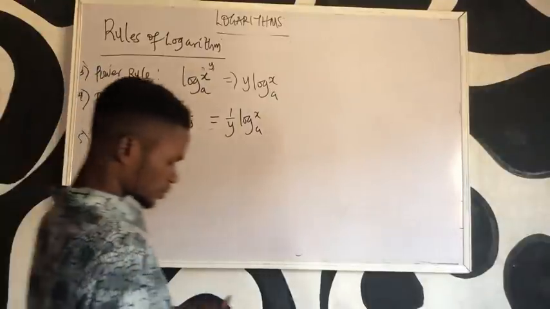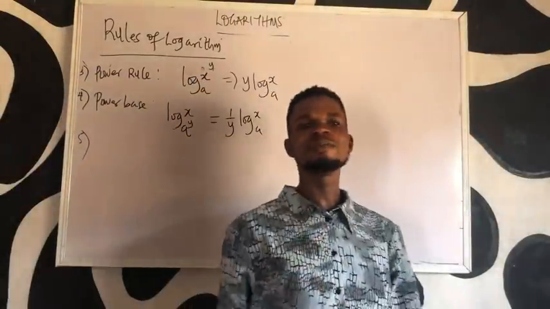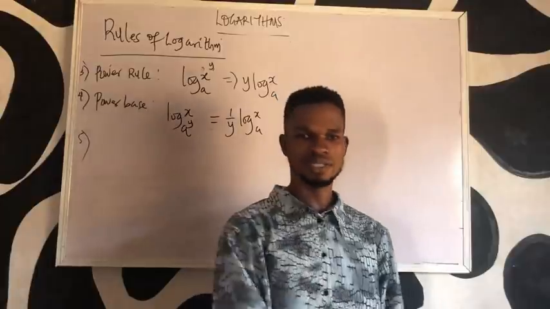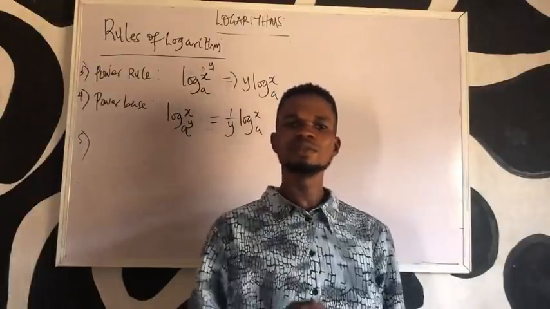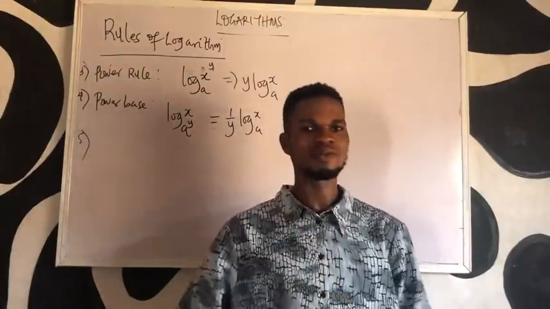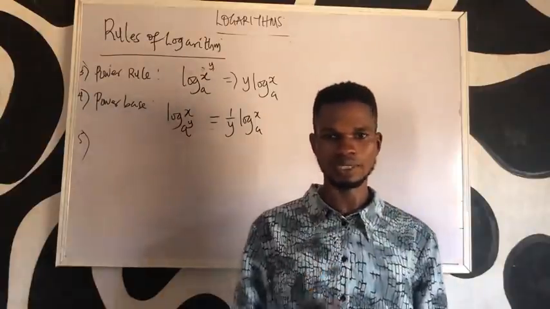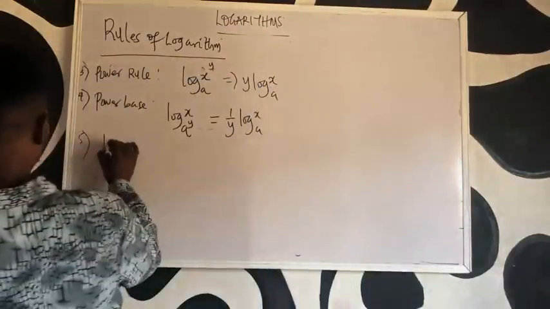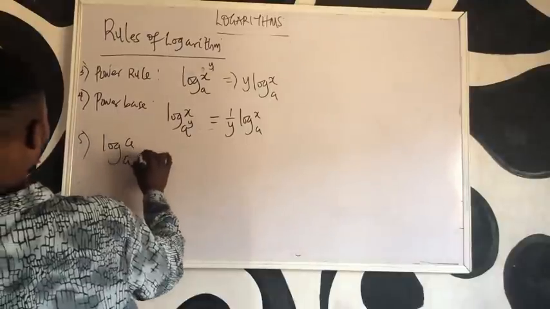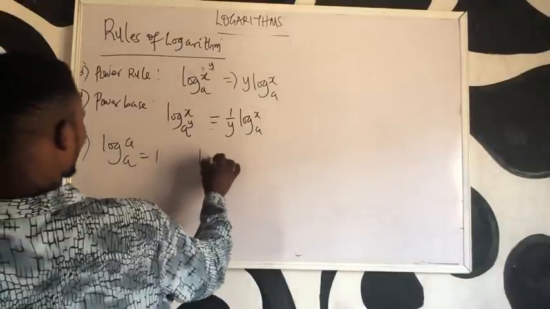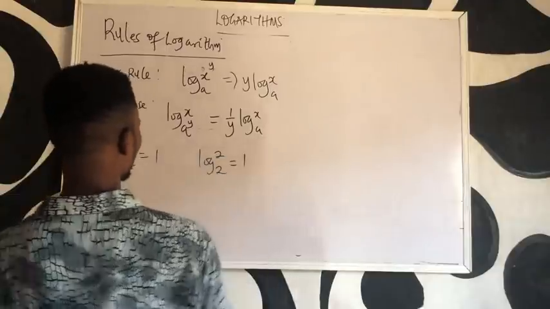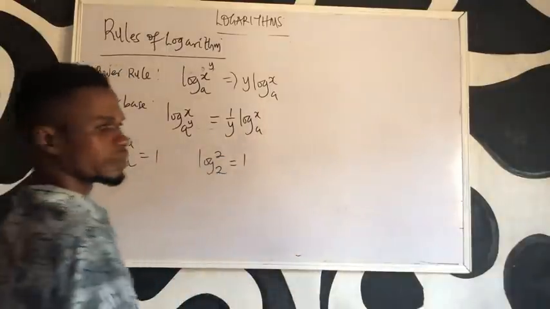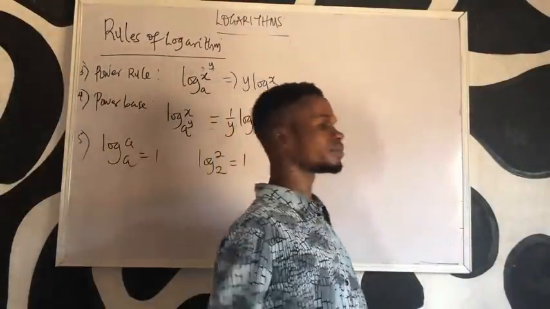Another one, we have the logarithm of a number to its own base. The logarithm of a number to its own base is 1. Log a base a is 1. Log 2 base 2 is what? Is 1.